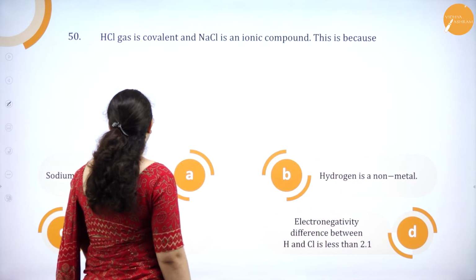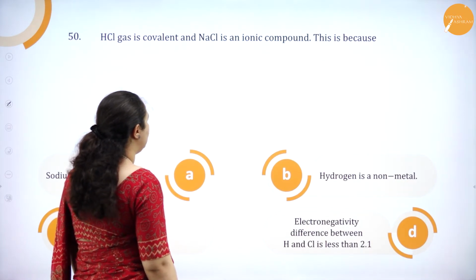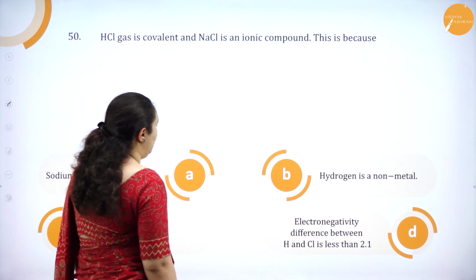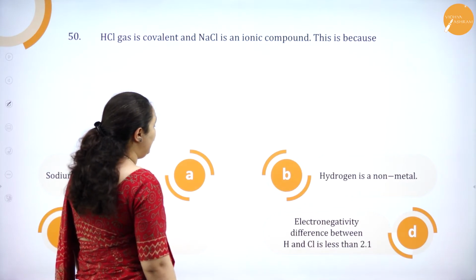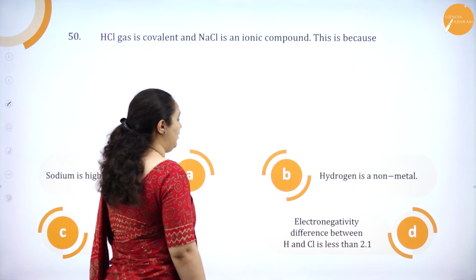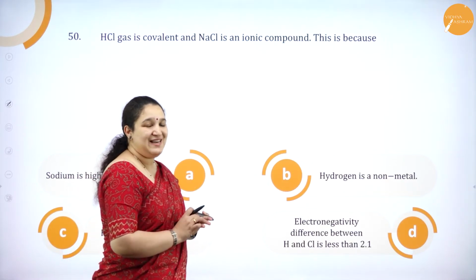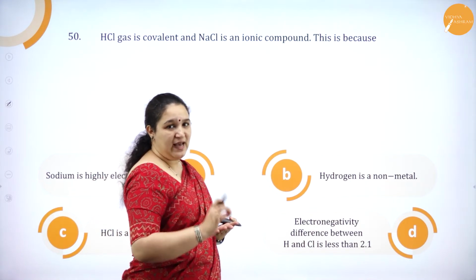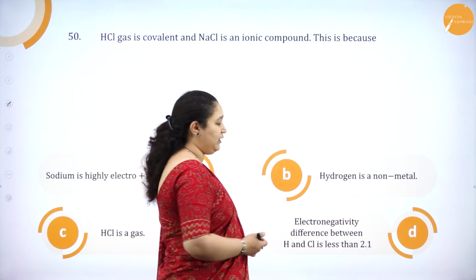Next one. HCl gas is covalent and NaCl is an ionic compound. This is because sodium is highly electropositive, hydrogen is a non-metal, HCl is a gas. Electronegativity difference between hydrogen and chlorine is less than 2.1. See, if the electronegativity difference is less than 2.1, then it cannot be ionic. If it is ionic, it should be above 2.1. This is something which you need to remember.